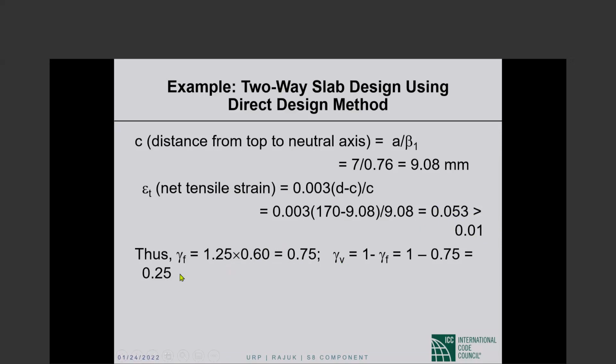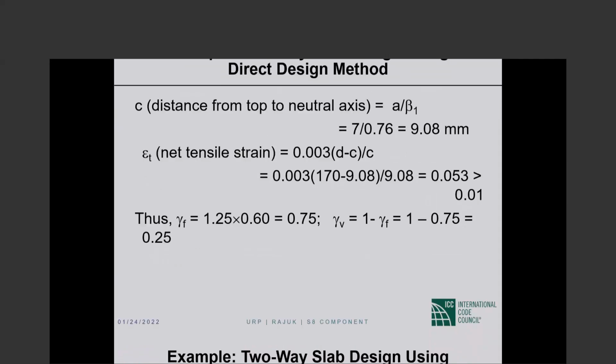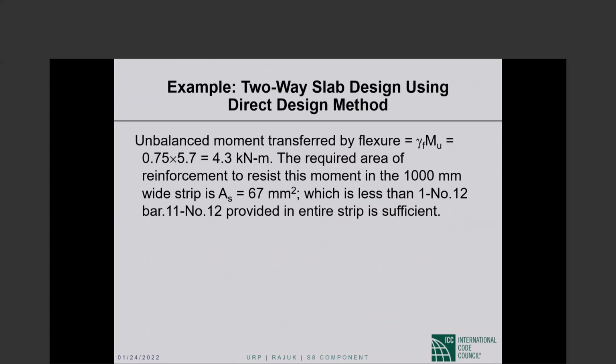So that is the limited flexibility that is allowed at an interior joint, very much less than what we have at the exterior support. But this again can be meaningful when we are doing wind or seismic design, because we have huge unbalanced moments at the interior support sections. So the unbalanced moment transferred by flexure is 4.3 kilonewton meters.